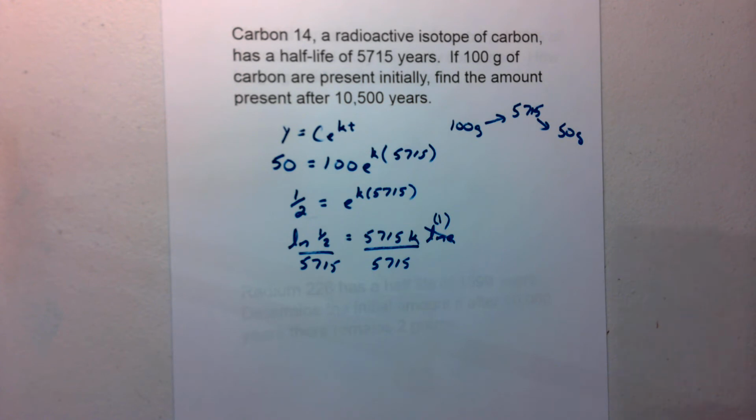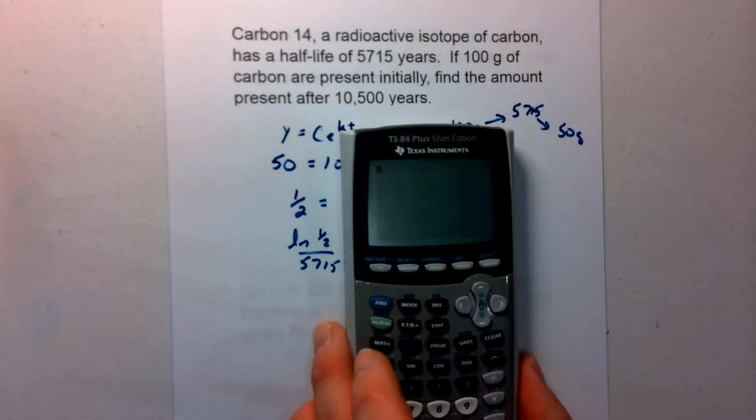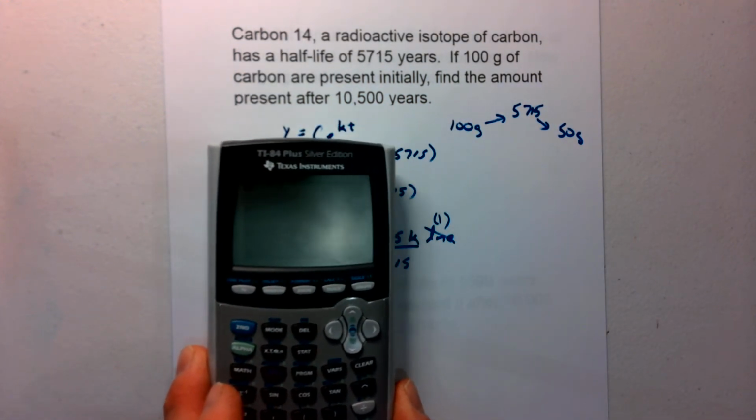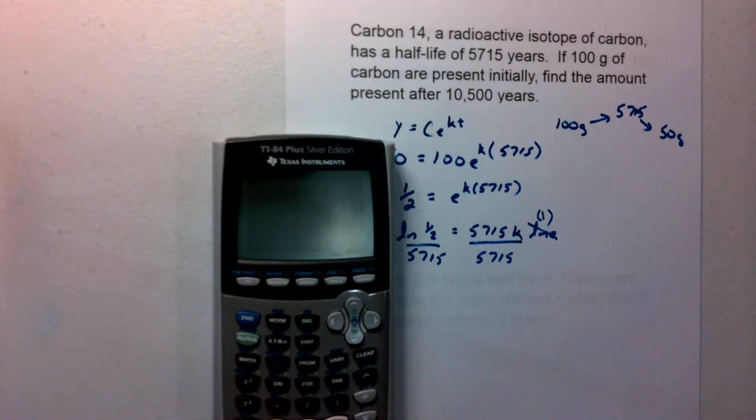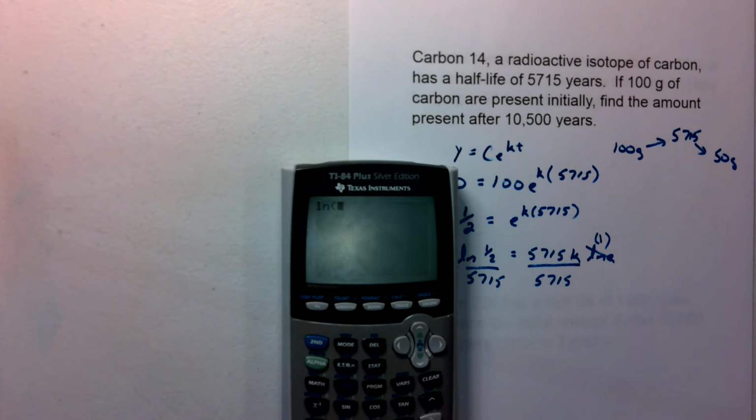And I'm going to pull out my calculator here. Oh, I guess I saw it earlier there. Oh, well. So we have the natural log. There we go. Natural log of 1/2, and I'm going to divide that by my 5,715, which is my half-life here.